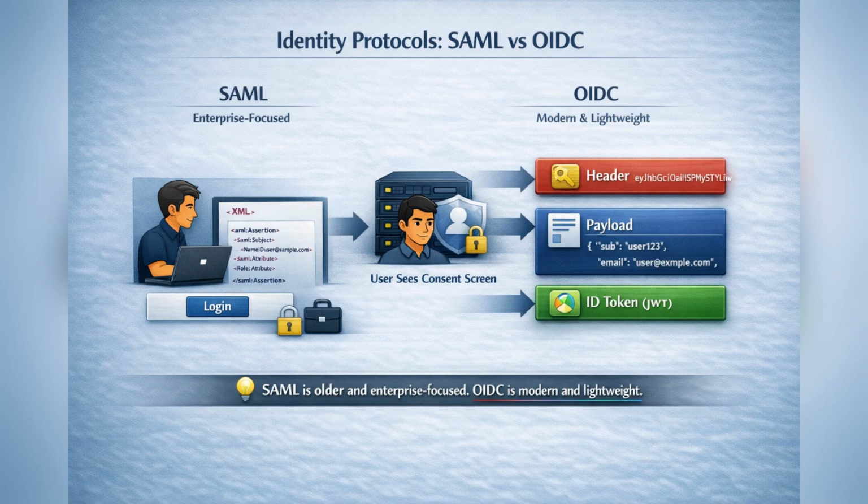SSO relies on identity protocols like SAML and OpenID Connect. SAML is older and uses XML-based messages. It's still widely used in enterprise environments. OpenID Connect is more modern, using JSON and JWTs, making it easier to integrate with modern applications. Both approaches are secure. The main difference lies in complexity, flexibility, and how modern the system is.